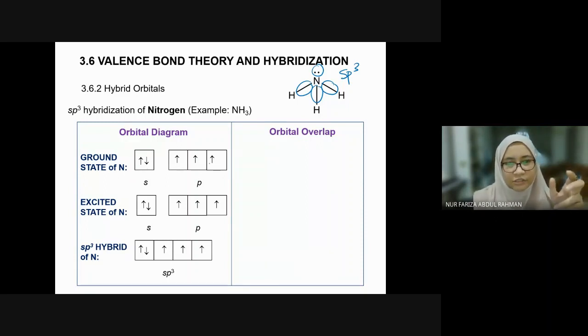So this is how nitrogen punya orbital diagram, the ground state of nitrogen. So we have 2 electrons in S orbital and 3 unpaired electron in the P orbital. So as you can see, basically nitrogen dah ready. Nampak tak? Dia dah ada 3 unpaired electron because nitrogen need to form bond with 3 hydrogen atoms. And nitrogen has 3 unpaired electron already dalam keadaan ground state dia. Okay, tapi dia still kena hybrid.